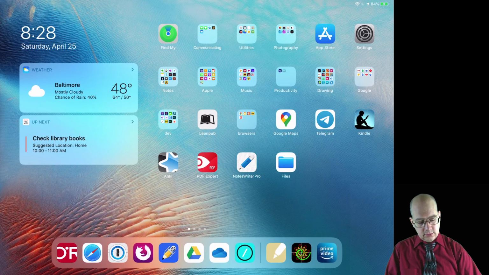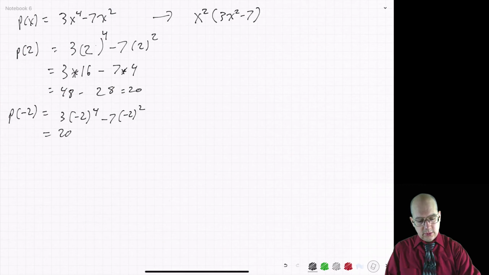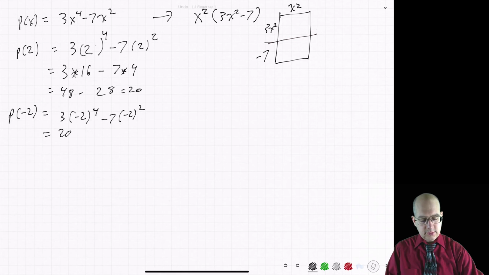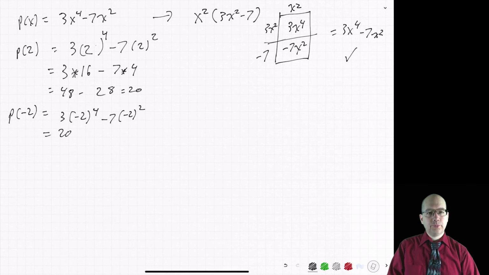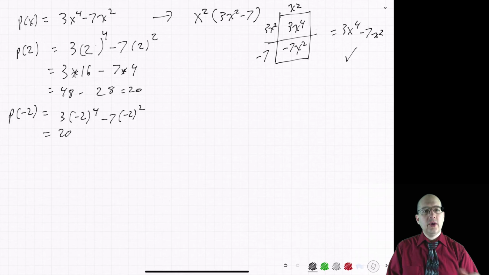And so how do we check that it works? Well, we multiply it out. X squared times 3x squared minus 7. Oops, sorry, just 2 terms. X squared times 3x squared is 3x to the 4th. X squared times minus 7 is minus 7x squared. And so that's equal to 3x to the 4th minus 7x squared. Check. Right? So we're looking for things to pull out that we can multiply this stuff together.